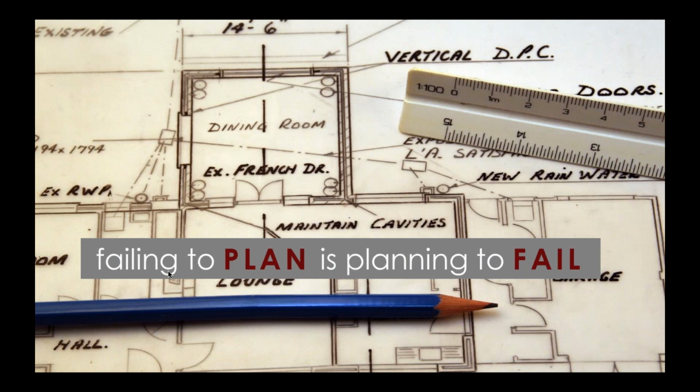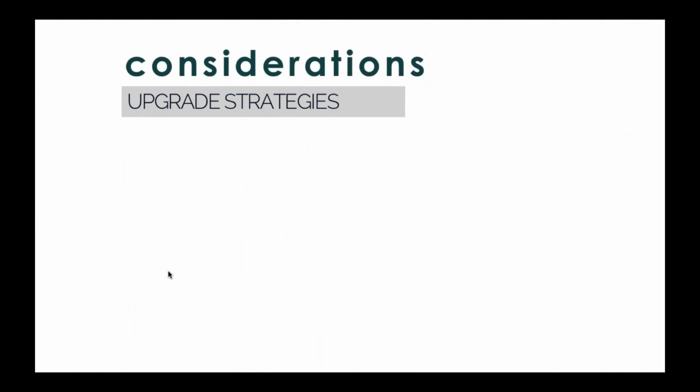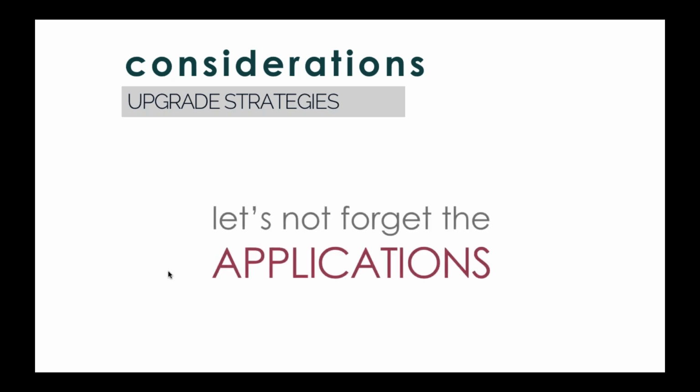The key thing with all of these strategies is to plan. I mean, plan. And consider these four major considerations: whether you want to do an in-place upgrade or a side-by-side upgrade, whether you want to upgrade just the database engine or include the operating system, whether you want to do it on the same or different hardware, or whether you want to do it between the same editions or upgrade to another edition. Now, we've only covered the actual upgrade process. I didn't cover the pre-upgrade process. That's why you need to consider your applications.